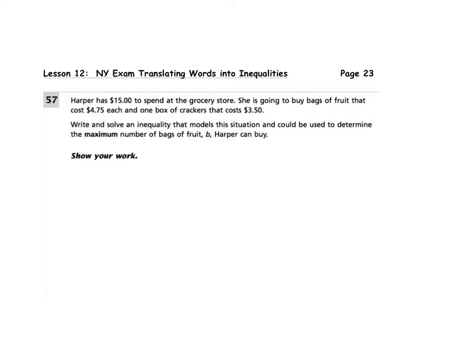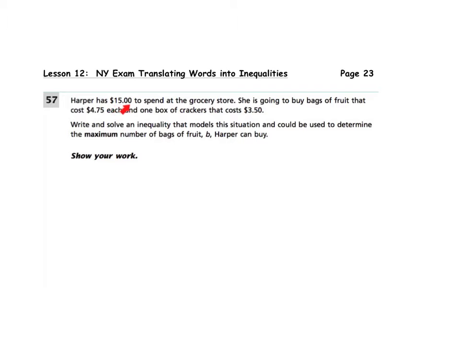So I wanted to bring in some past exam questions so you can see the possibilities of work you might be asked to answer and where we want to take our knowledge in translating words into inequalities. So we're going to work through the first two problems, and then I'm going to ask you to work the second two problems independently. So let's get started.